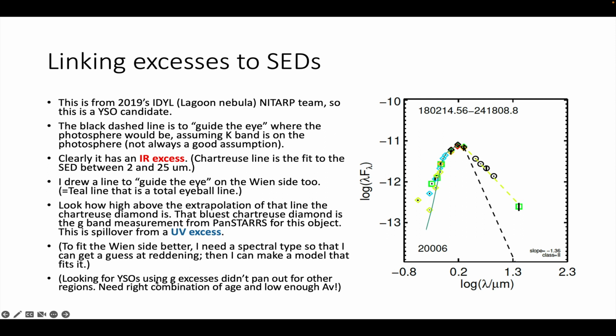I tried for other NITARP teams to use G-band excesses, but it didn't work for other regions. So I think we need a combination of age of the stars and low enough extinction and a good combination of stuff to really effectively use G-band excesses to look for young stars.